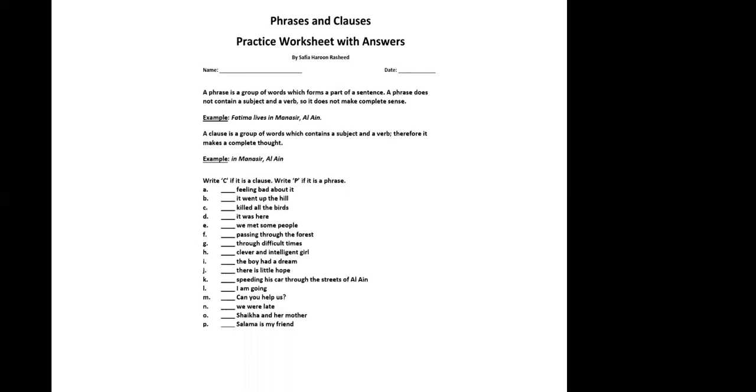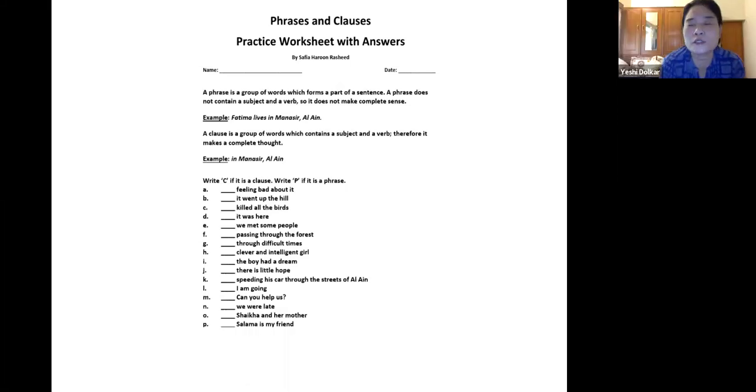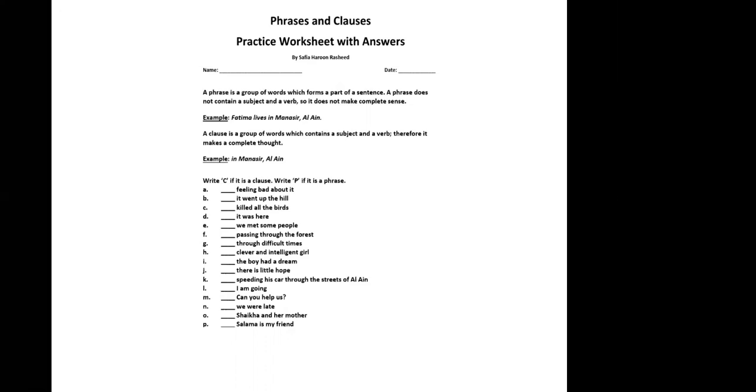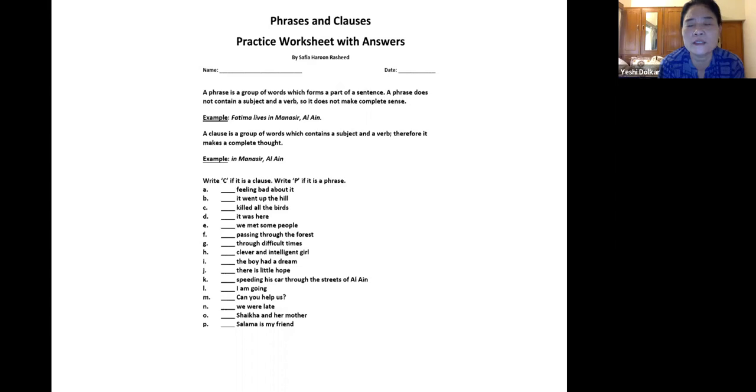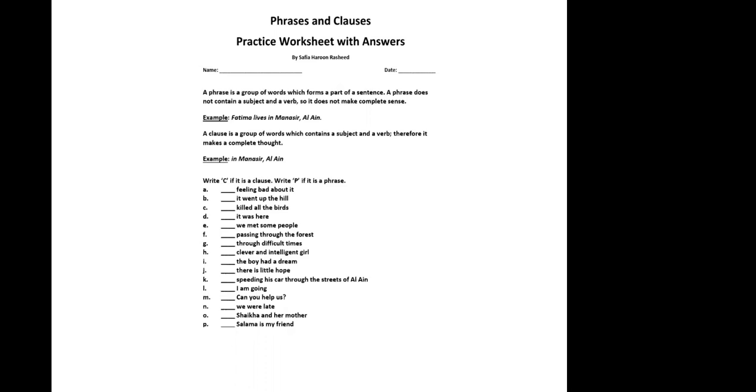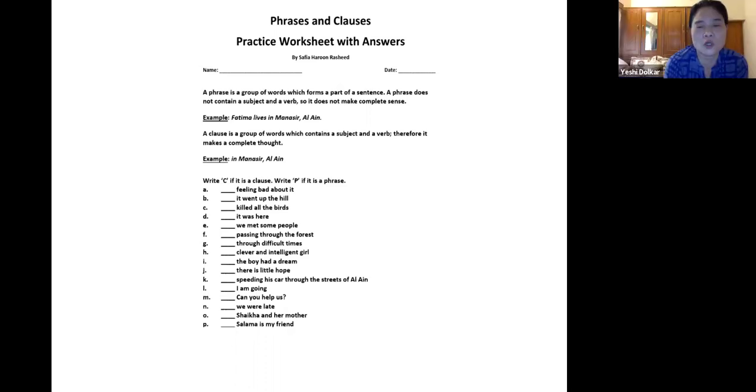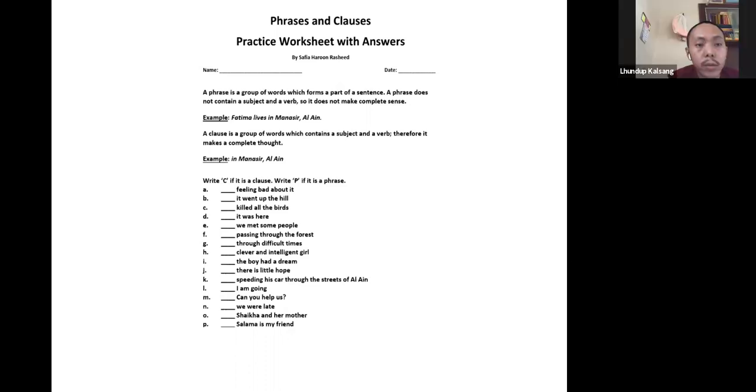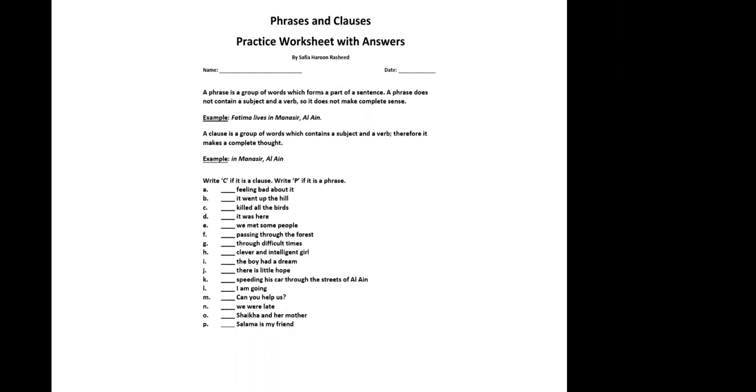B. B is a clause because you have a subject and a verb. It is the subject, went is the verb. Okay, all right. What about C? Kill all the birds. Phrase. D: It was here. Clause. And then E: We made some people. Clause. Yes, clause.